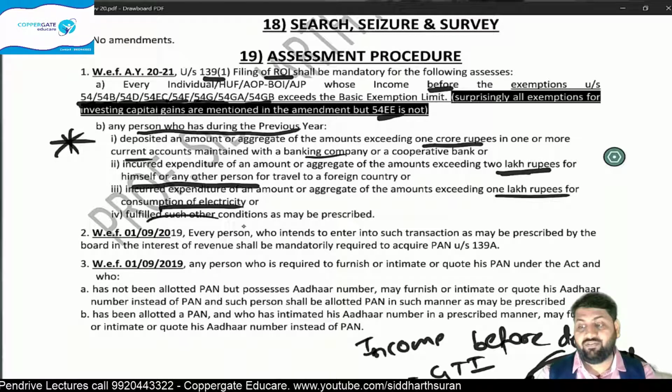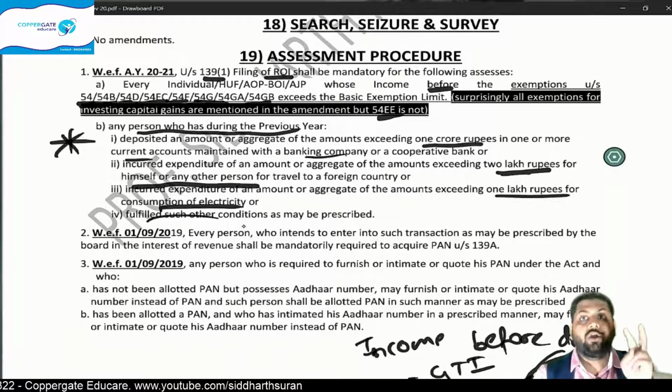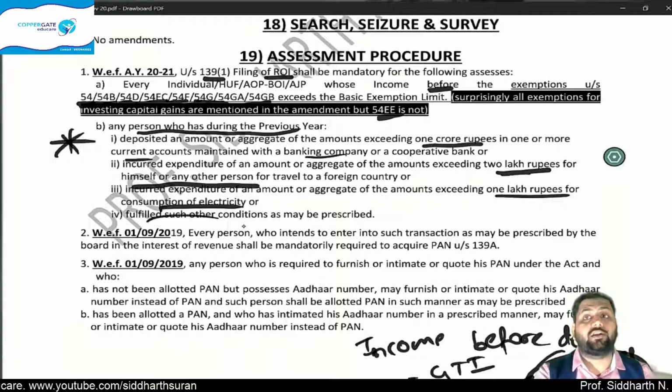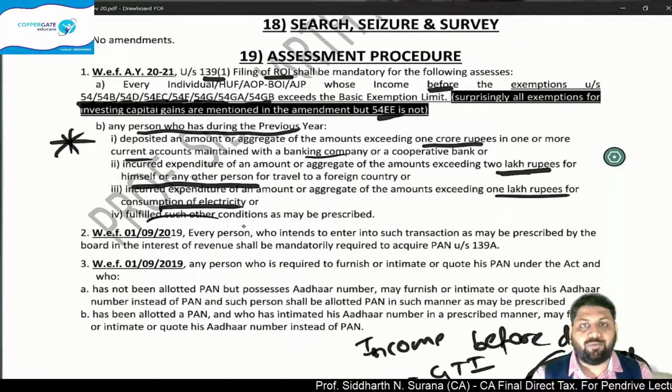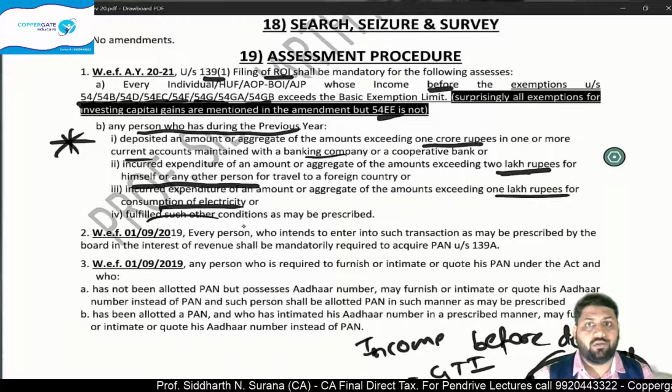So a new category of assessees are being covered for whom filing of return is going to be compulsory. Current account deposits exceeding 1 crore in one account or total of accounts. Foreign travel expenses exceeding 2 lakh, for yourself or other people, one trip or multiple trips. Or electricity consumption expenses exceeding rupees 1 lakh. If you fall in any of these, then filing of return will be compulsory. So there are 3 new categories of people for whom filing of return is going to be compulsory. Are we clear? All of us?